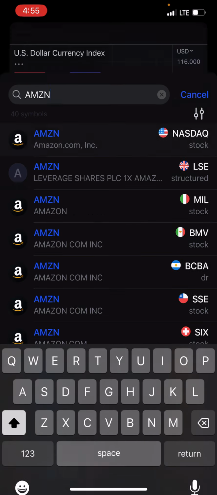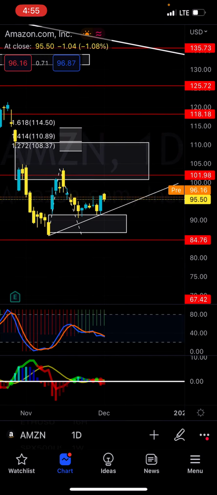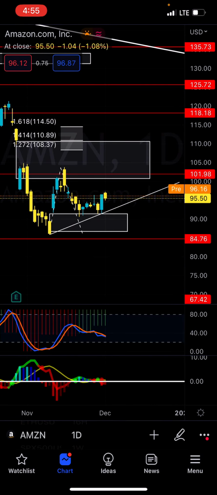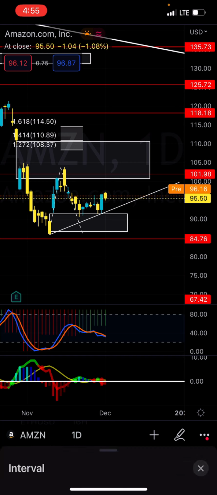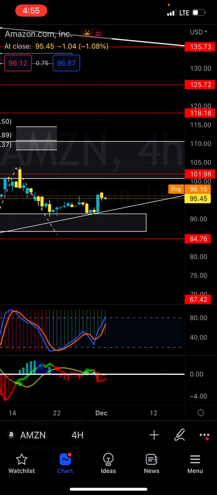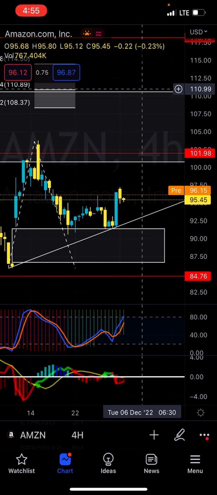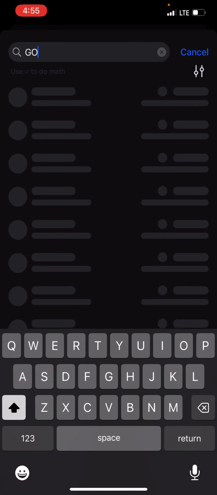I know somebody wanted me to talk about Amazon and Google and tech. You don't really need TA for this. It really just depends on news. If news comes out today and the unemployment rate is lower, you're going back up. Amazon's probably going to fill this gap at like 110.